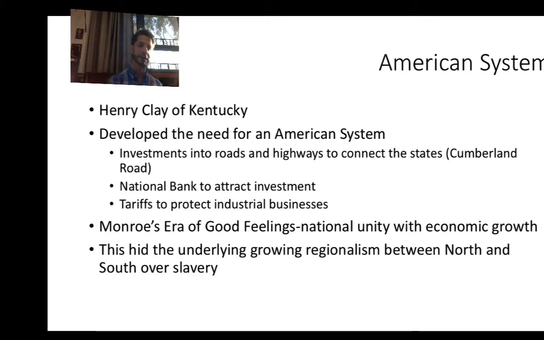A little side note on that: the Cumberland Road that was developed originally was vetoed by the president because initially it was only about having funding for roads within states. That was not accepted. Once they developed the Cumberland Highway that connected up states, at that point it was accepted that the American government should do this because it was across states. A national bank to attract investment and tariffs to protect industrial businesses.